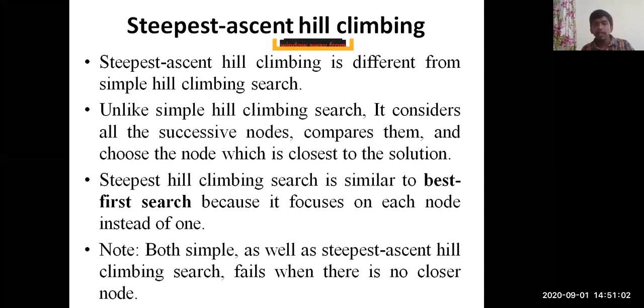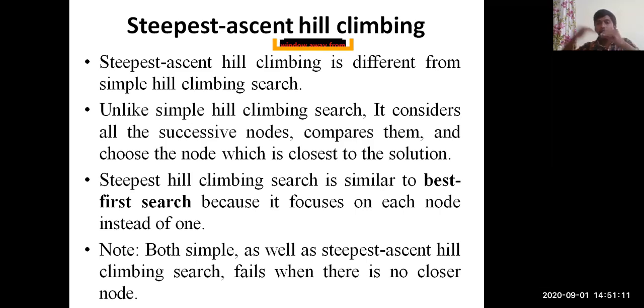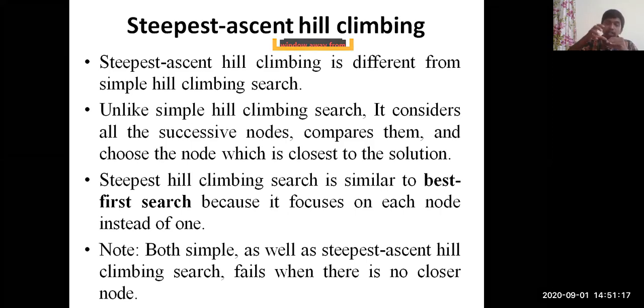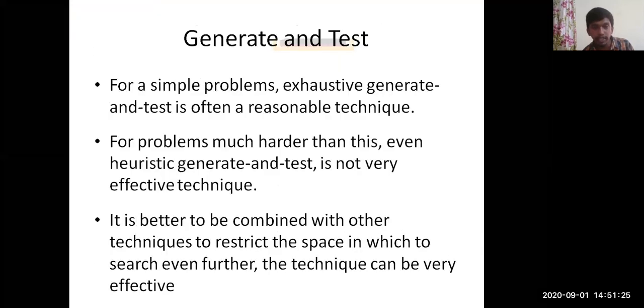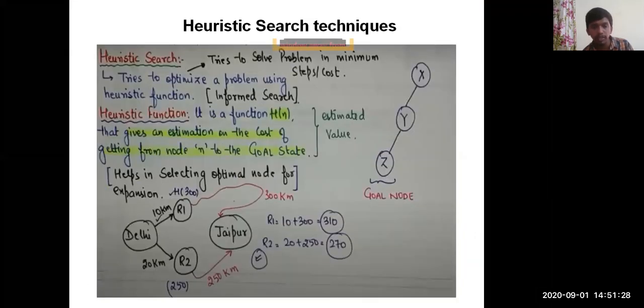Unlike that, here it considers all the successive nodes, compares them, and whichever node is the closest to the solution. Suppose I am at a position and I have 3 different paths, and I'll be comparing those 3 paths and selecting which node to go to, like what we have seen previously in your Delhi and Jaipur algorithm. In the previous session we discussed this. If I want to move from Delhi to Jaipur, I'll look into all the possibilities, and whichever gives the lesser heuristic value, here h equals 270, then I have moved from R2 to Jaipur.